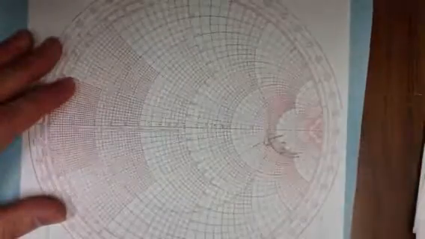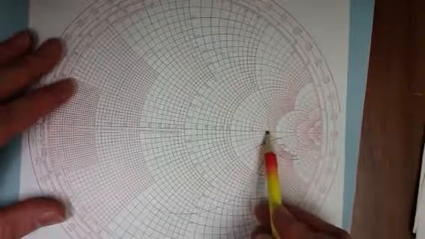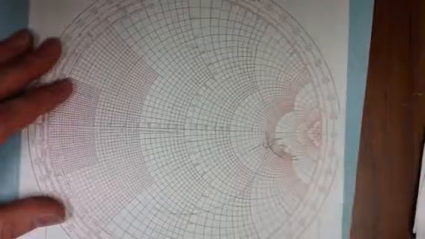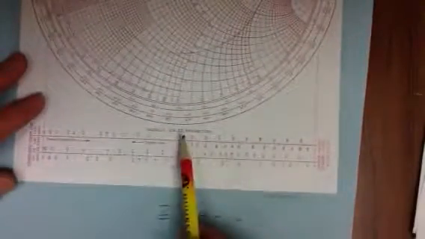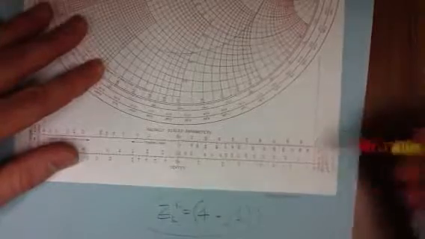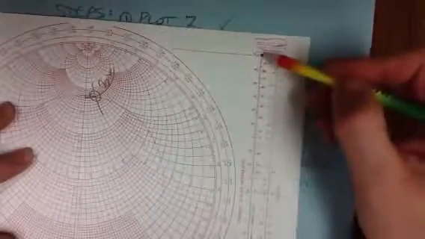I'm trying to make it really dark so you can actually see it. So there's my VSWR circle. If I felt like it, I could find VSWR by looking where the circle crosses here, which is actually 4.25. But what I really want to do is find the reflection coefficient. So I'm going to go down to the bottom where it says radially scaled parameters, and I look here. You'll see it says reflection coefficient voltage. So the numbers that I'm looking for are these ones.